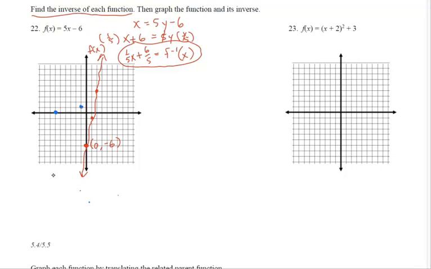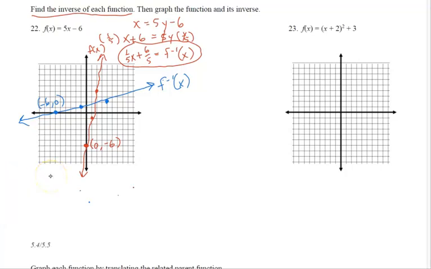You just switch them. This is 2, 1, 2, 3, 4. So in blue, I'm going to do 1, 2, 3, 4, 1, 2. You just switch the XY coordinates. And that's always a good way to get the graph of the inverse. Just take points off the original and switch the coordinates. All right, so that's the complete answer for 22.